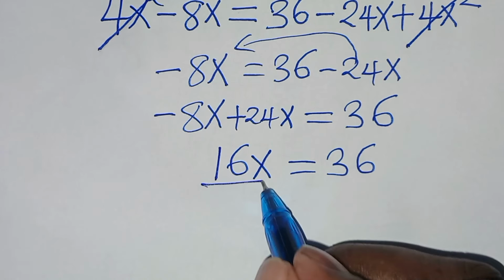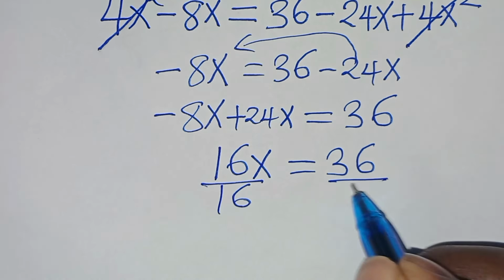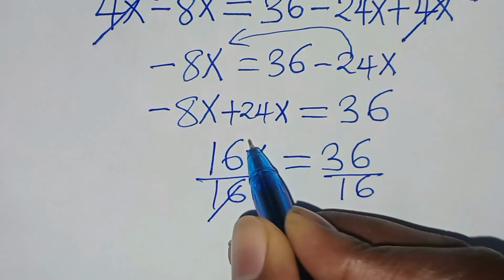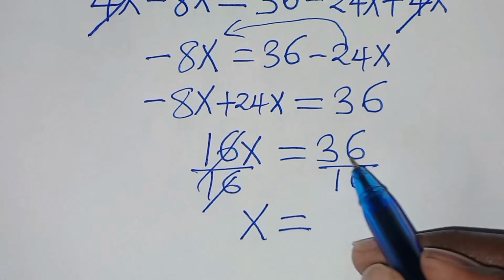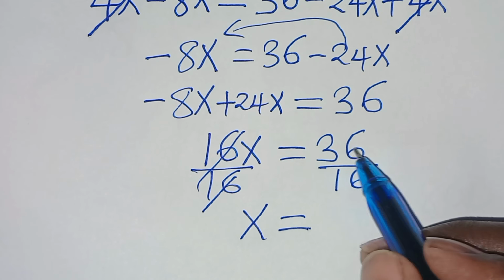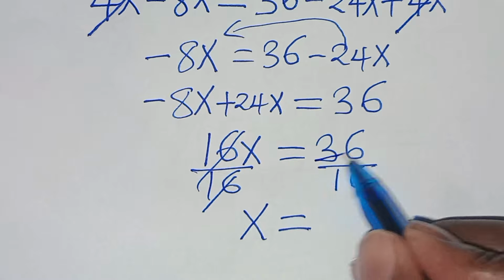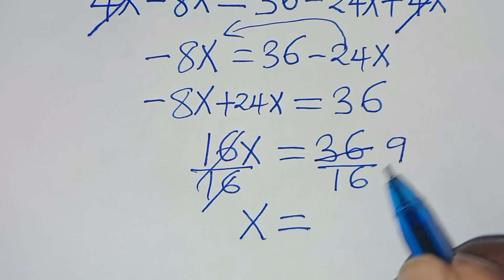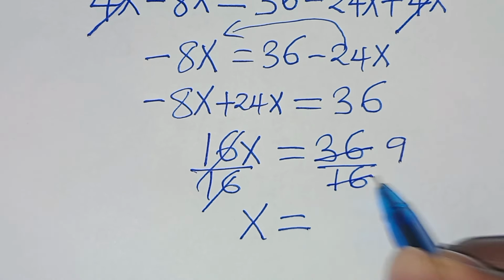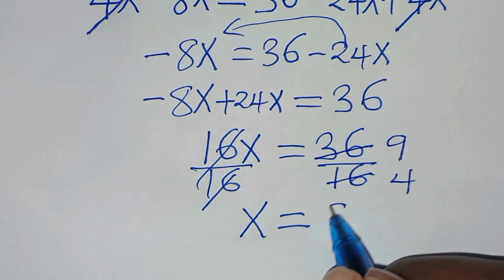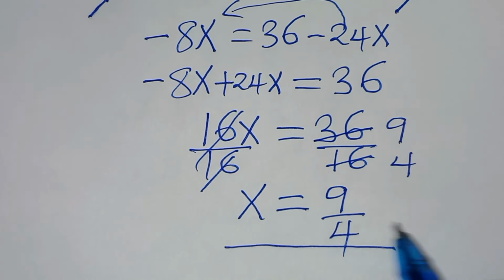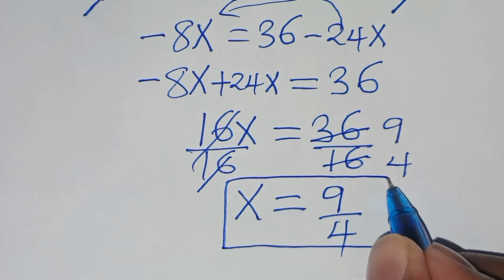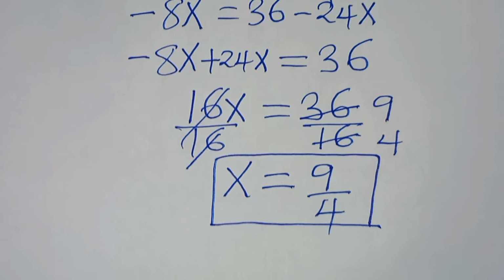So let's divide both sides by 16, so that now we have that x is equal to, now we can divide here 36 divided by 4, this is 9, and 16 divided by 4, this is 4. So x is equal to 9 over 4. This is the value of x.